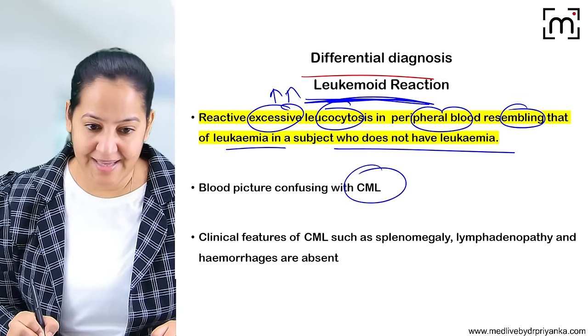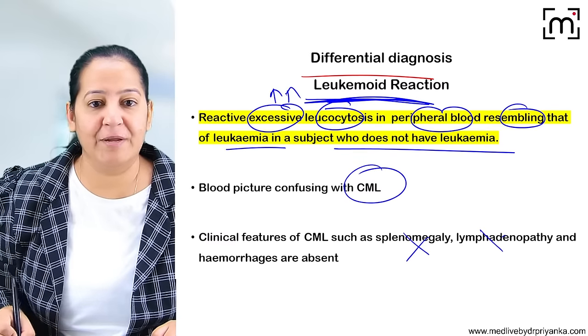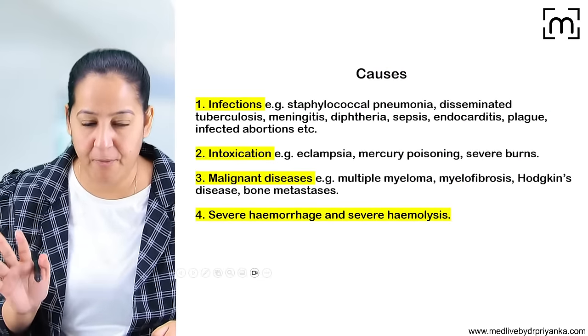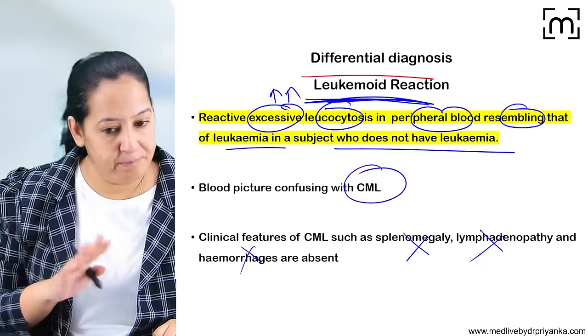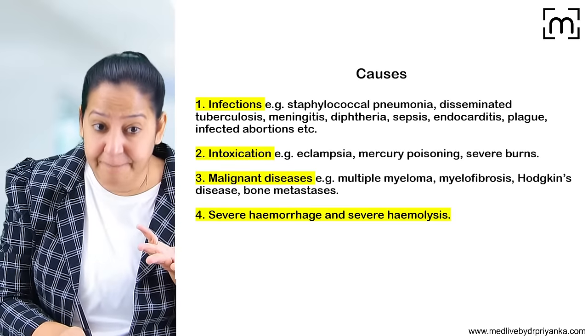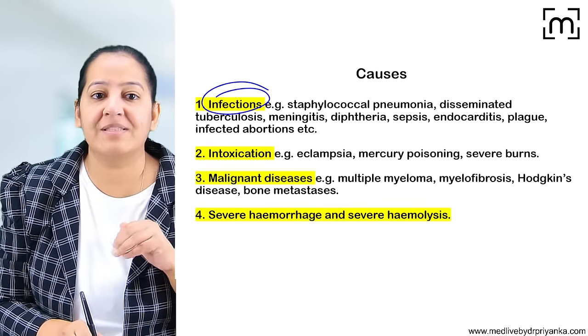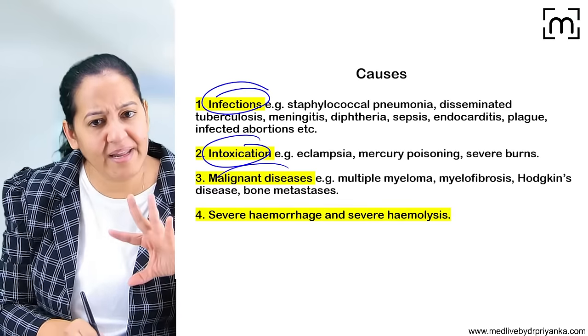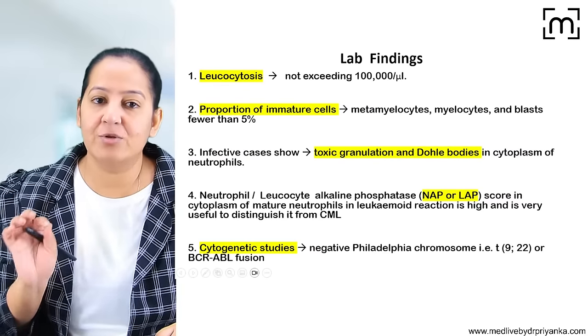The blood picture is the same as that of CML, but here hepatomegaly and splenomegaly are absent. Got my point? And there is no bleeding disorder. The patient doesn't have any anemia. Other things are absent. It happens in response to infections or sometimes in response to toxins and rarely in certain malignancies. So that is known as leukemoid reaction.